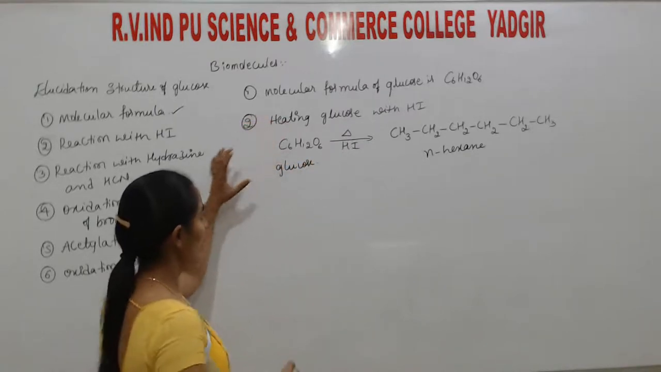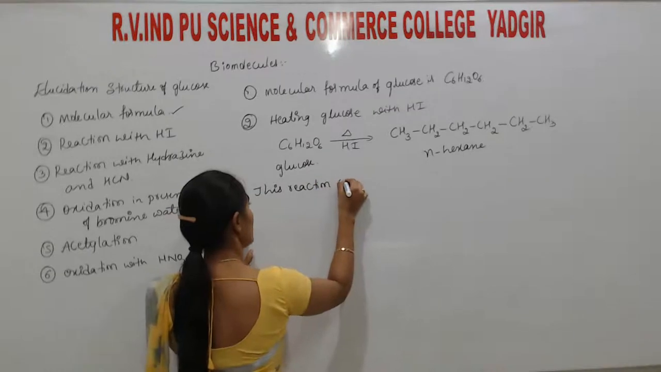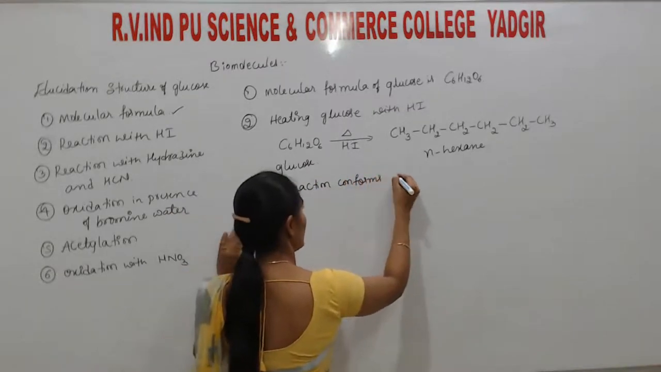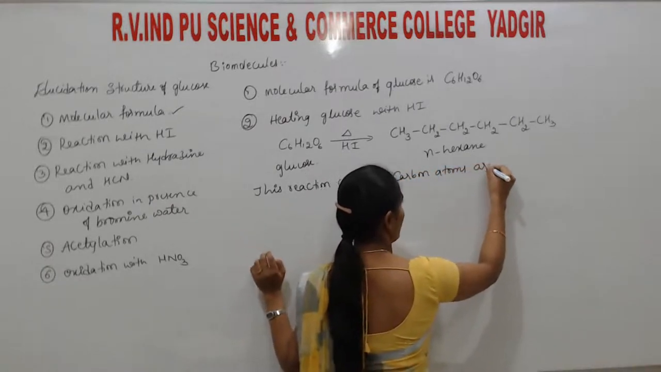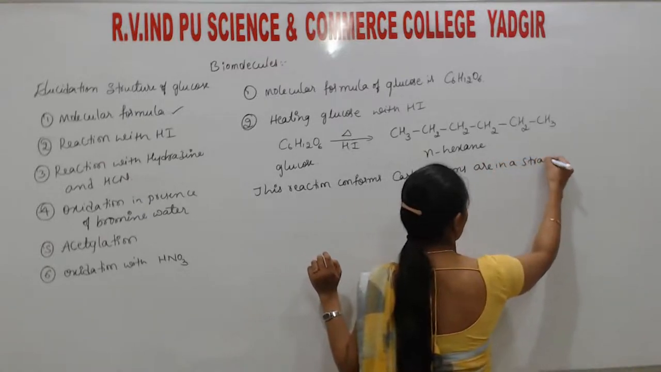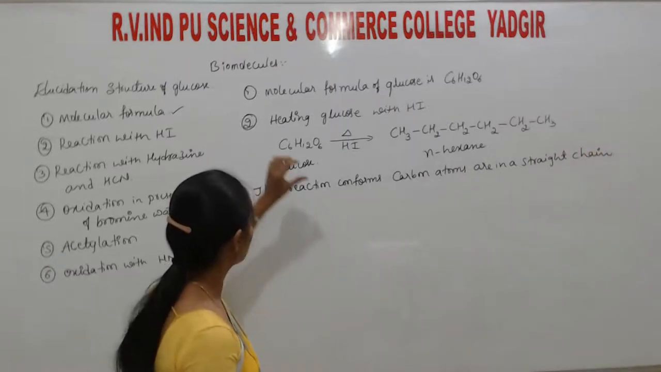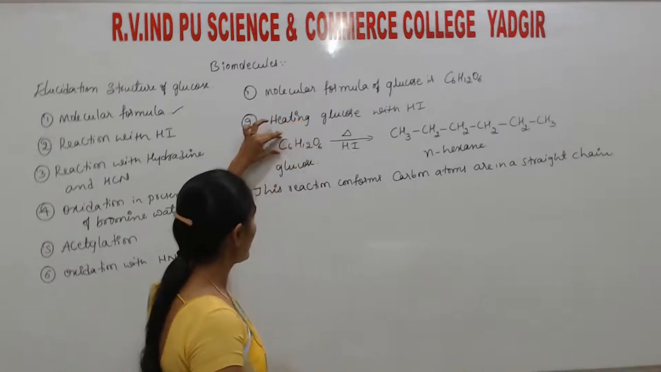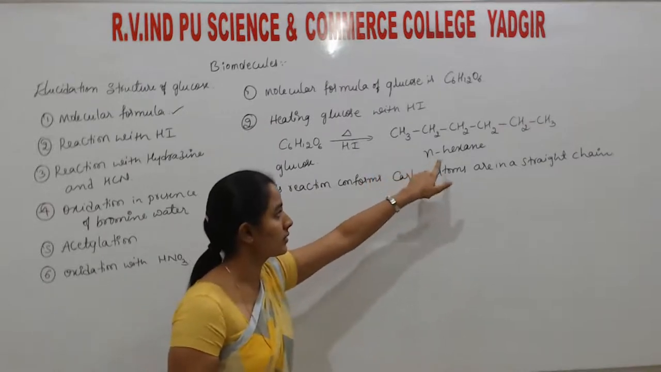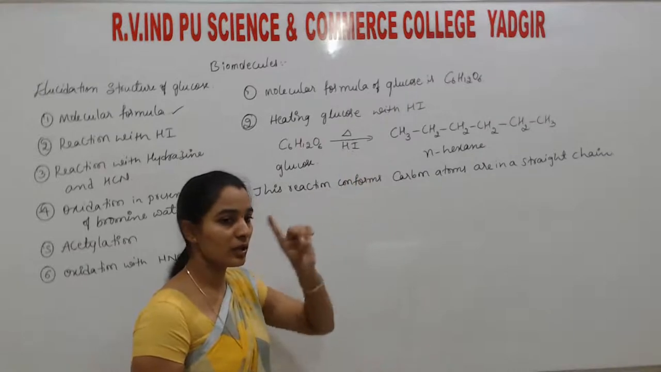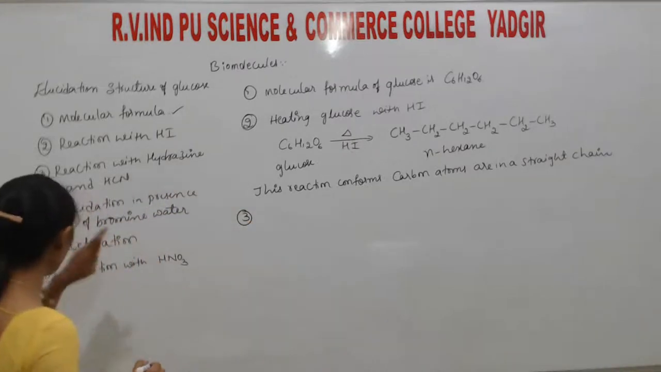So this second reaction confirms that the carbon atoms are in a straight chain. From this reaction we can easily say that in C6H12O6, the 6 carbon atoms are in a straight line like this. This reaction confirms carbon atoms in a straight line. The first one is confirmed. Then the third one. Two reactions are there.